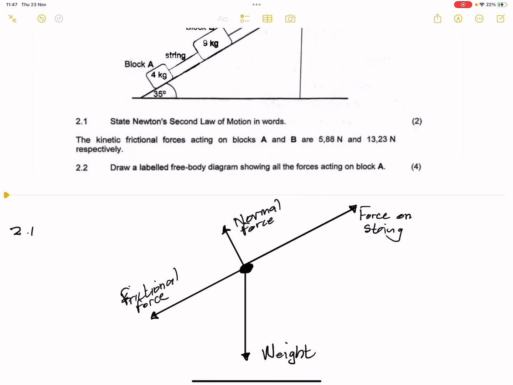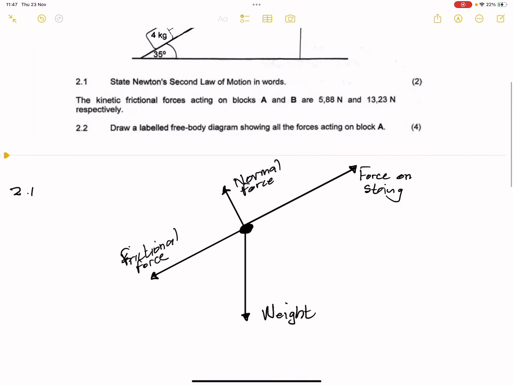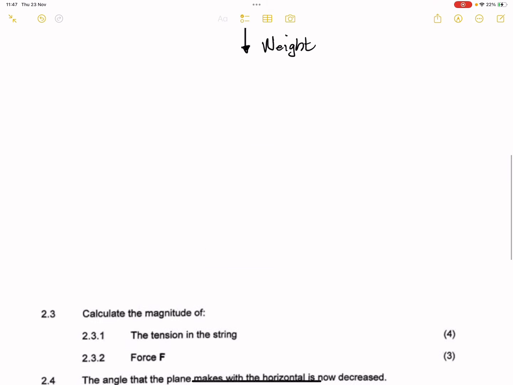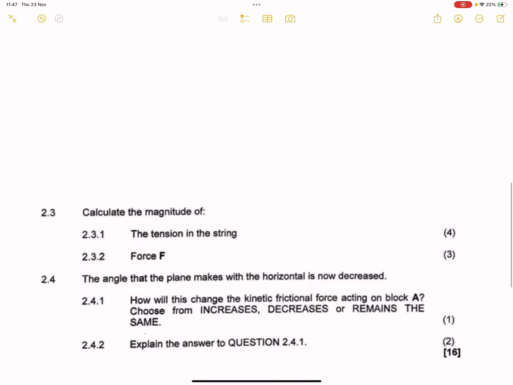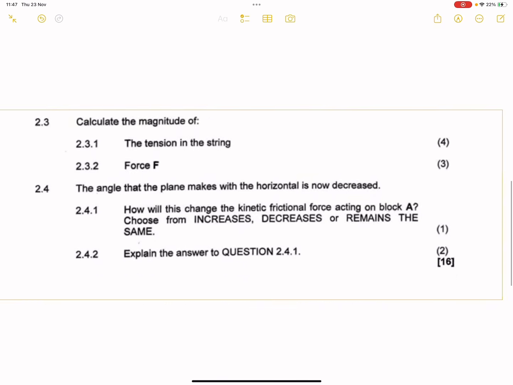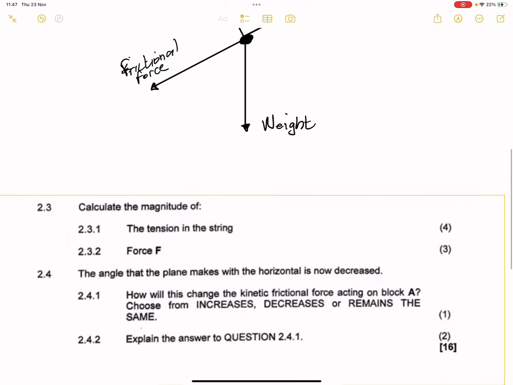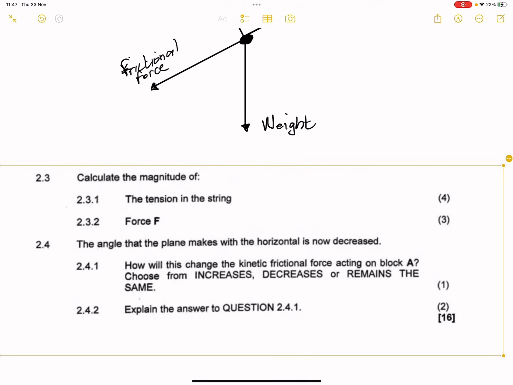Of course, nothing wrong if you decided to put in the components of the force, rather of the weight, which is the perpendicular and the parallel component of the weight. Okay, right, so let's go on to the next question. Let me just take this up a little bit, so that we're not really too far off.